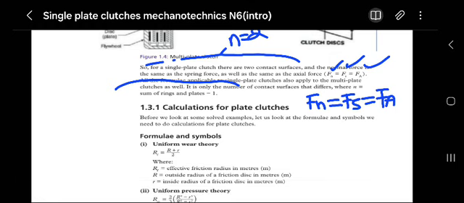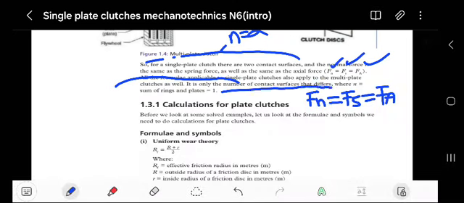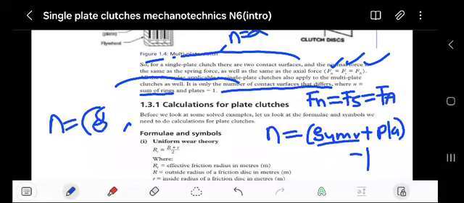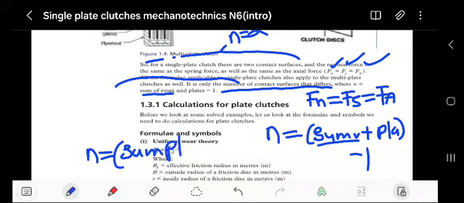They've given us the number of contact surfaces, n, which is equal to the sum of rings and plates, minus 1. So if you are given only the sum of plates, n will be equal to the sum of plates minus 1. This is what you're supposed to know.